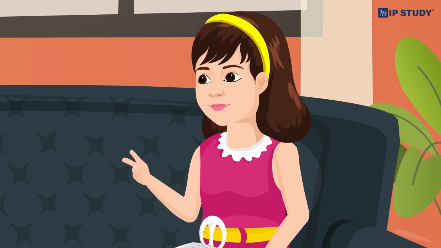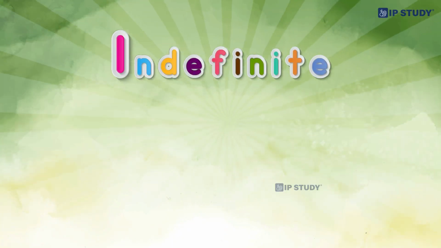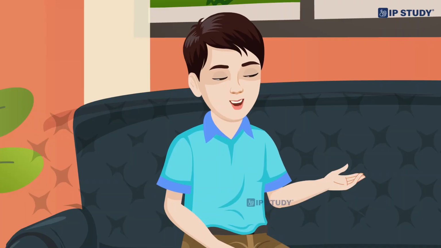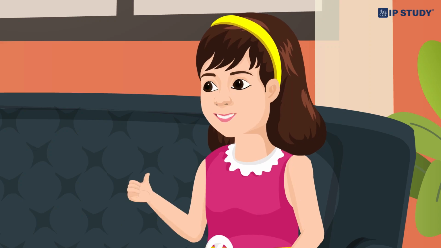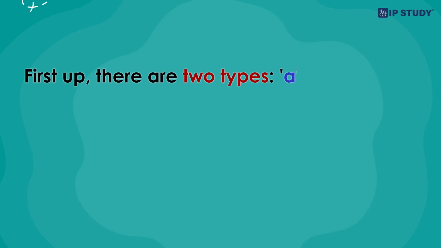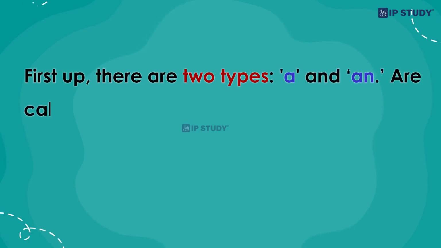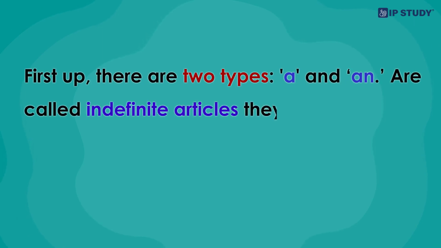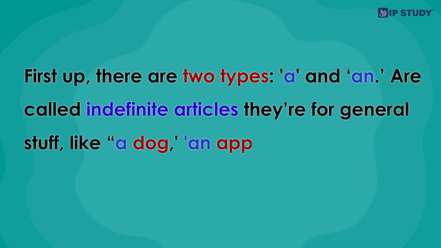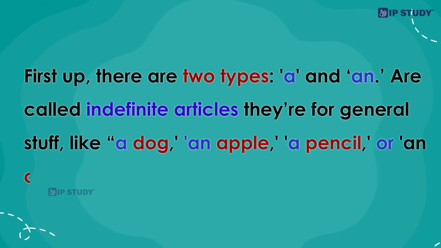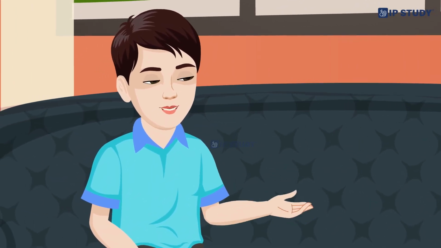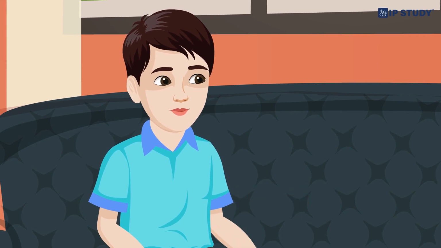There are two types of articles, indefinite and definite. So, what are indefinite articles? Alright. First up, there are two types. A and an are called indefinite articles. They are for general stuff like a dog, an apple, a pencil or an orange. Got it? A and an are indefinite articles. Give me some more examples.